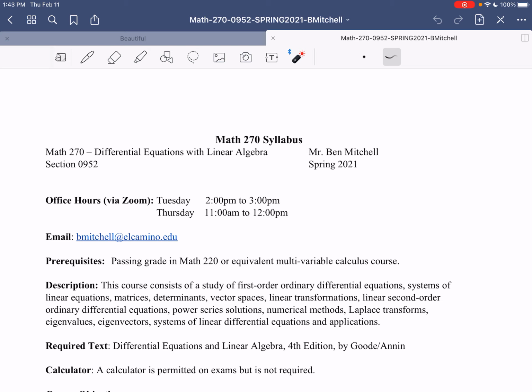All right, so to recap this first page of our syllabus, the major things I want you to take away: office hours, Tuesday from 2 to 3, Thursday from 11 to 12, my email, bmitchell@elcamino.edu, and the one required material for our course, Differential Equations and Linear Algebra, 4th edition by Good and Annan.